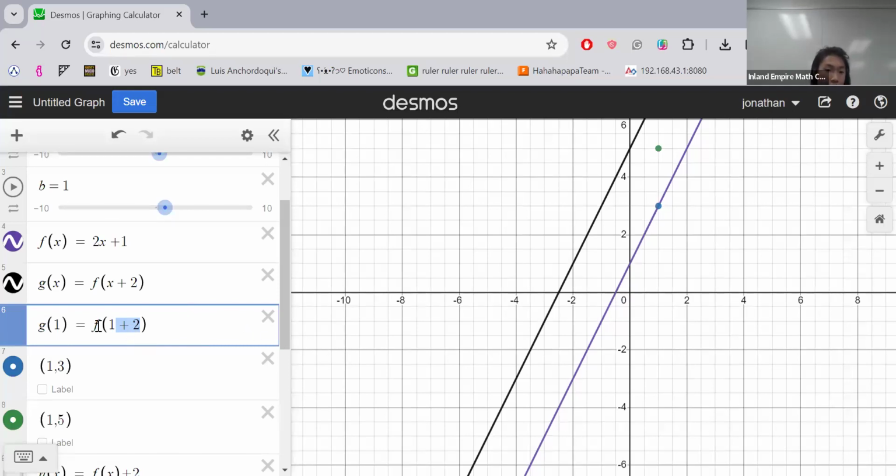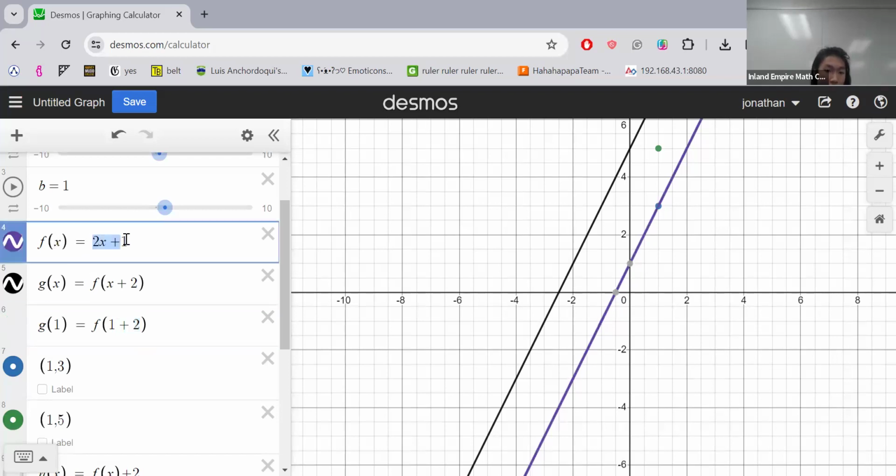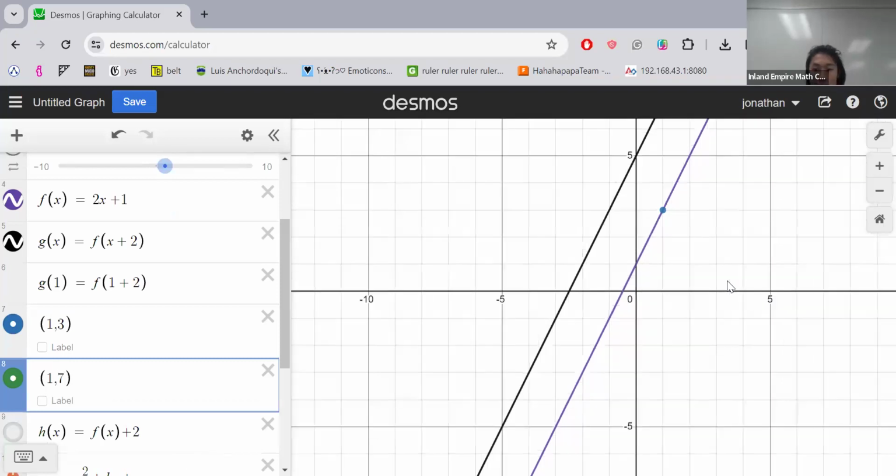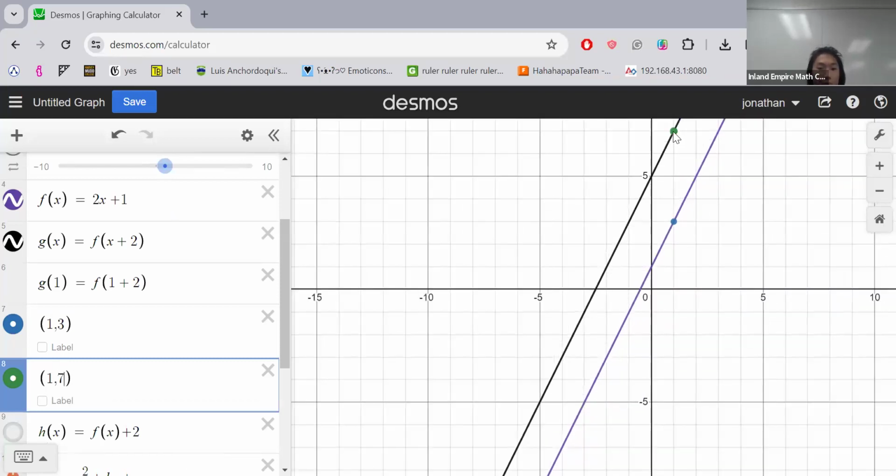All right, so now that input is going to become f of 3, which is going to give us an output of 7. So we go 1, 7. Here you can see that point.